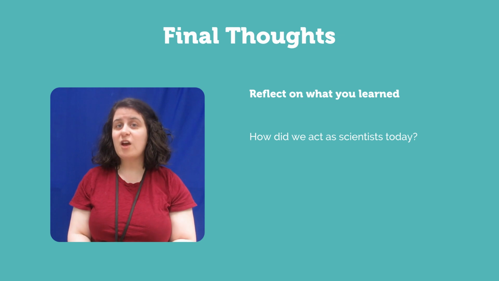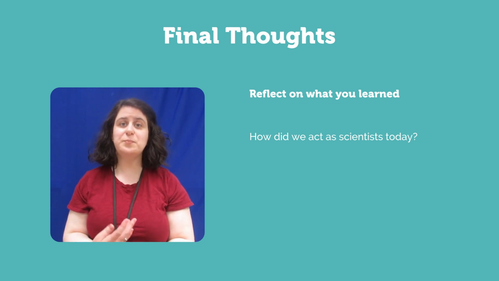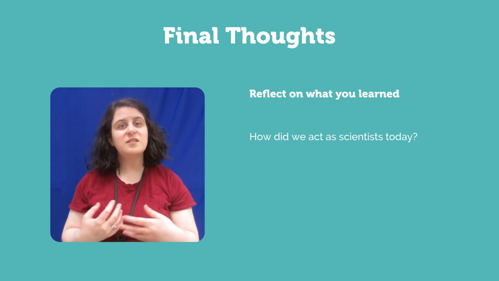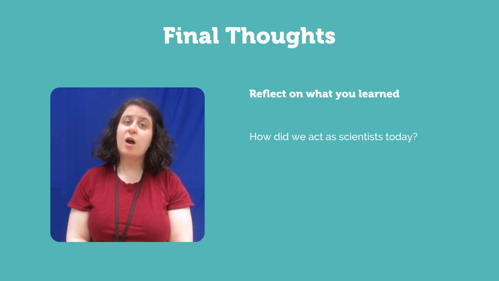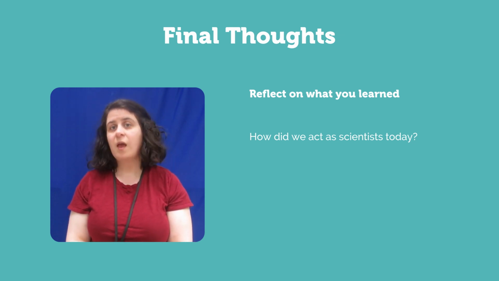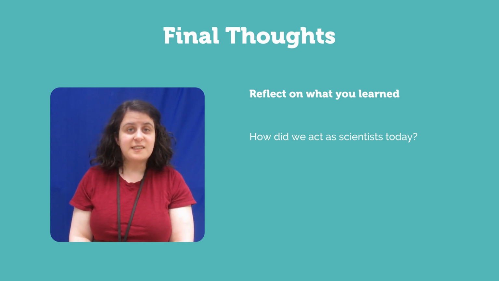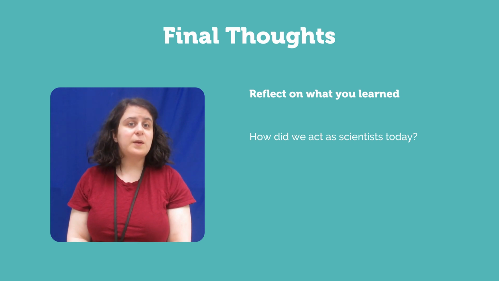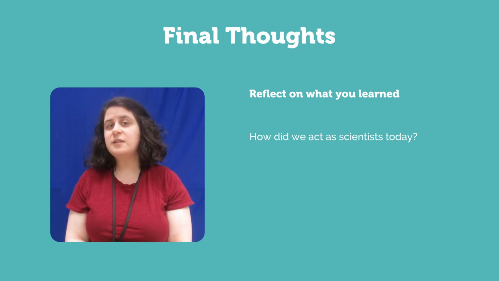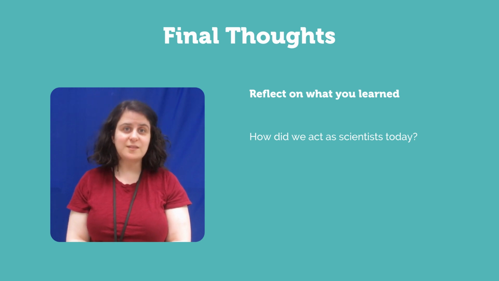So, now that we have talked about light and shadow, read a book together, done some hands-on exploration, it's time to reflect on what we learned. How did we act as scientists today? Some possible answers include that we experimented, we tried different ways to solve a problem, we observed the world around us.